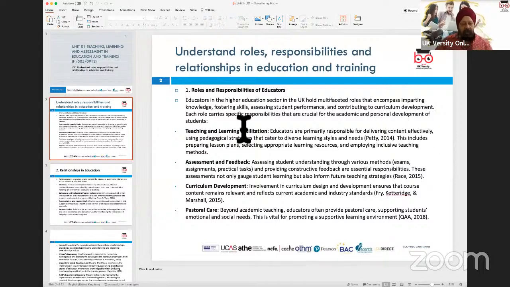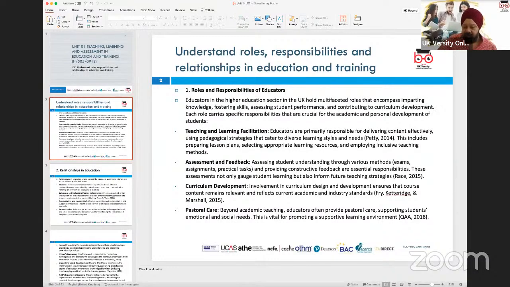Now, one of the main things that we want to look at in learning outcome 1 is to understand the roles, responsibilities, and relationships in education and training, and what they are and how they are formed. So when you look at roles and responsibilities, as you would in any particular educational setup, there are lots and lots of different types of roles.